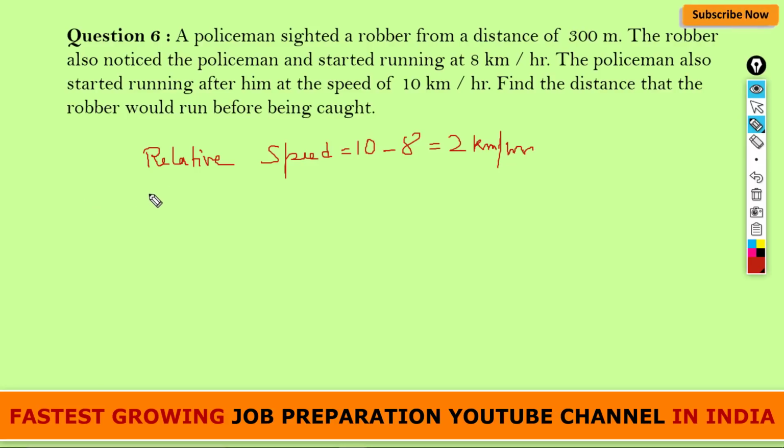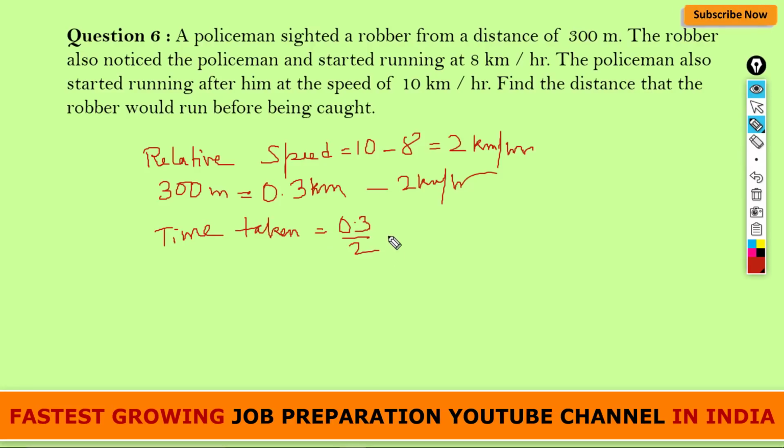Now to catch the robber, if he were stationary, the policeman would have to run 300 meters. But since both are moving, the policeman needs to finish off the separation of 300 meters, or let us convert into kilometers, which comes to 0.3 kilometer. As I told you before, you should convert into one SI unit. So 0.3 is to be covered at the relative speed of 2 km per hour. Time taken is equal to distance over speed, that is 0.3 by 2, equal to 0.15 hours.